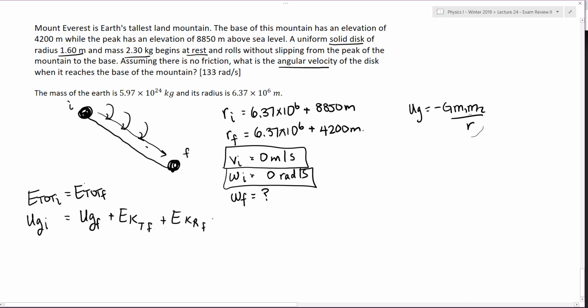So let me put in all the formulas now. So UG initial is negative G m, and the two masses here would be the mass of the disk and the mass of the Earth, over r.